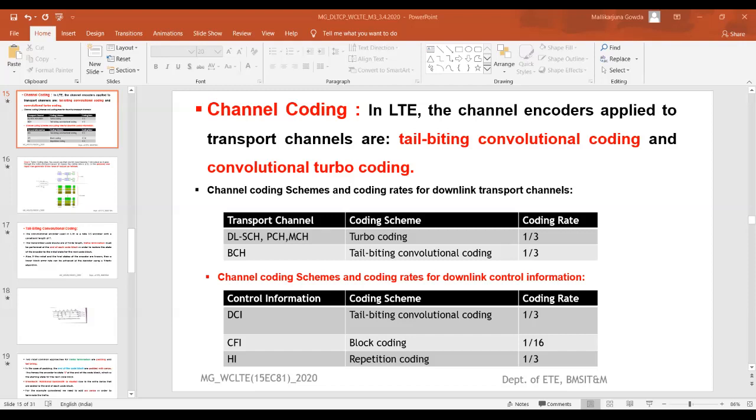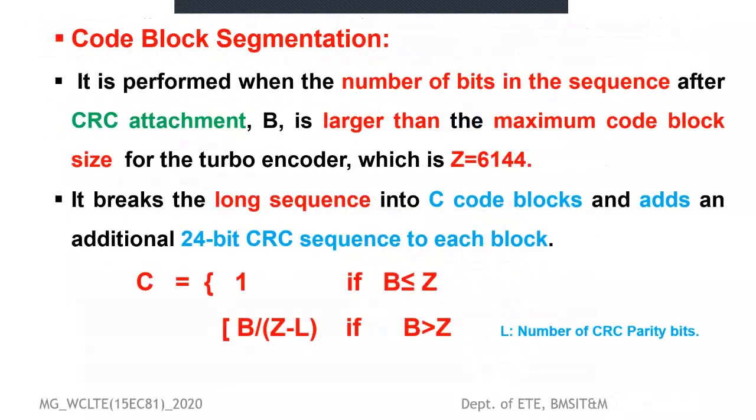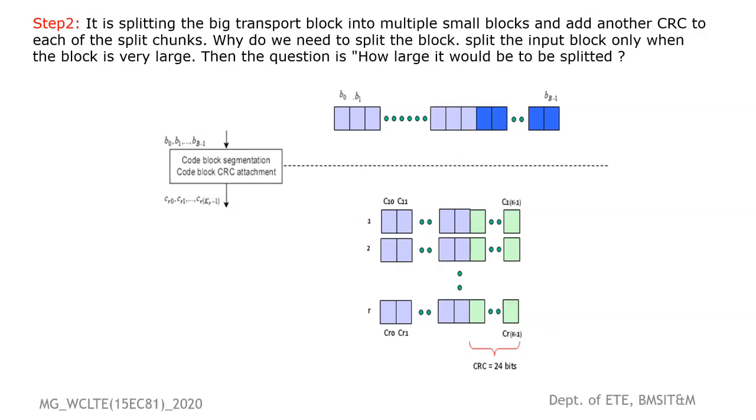The new size of the code block segment will be, I think, B divided by Z minus L, if B is greater than Z. And if B is less than or equal to Z, then it will be 1 only. 6144 is the maximum code block size for the turbo encoder. And as I said, the number of CRC bits used is 24 bits. Yeah, this is what is shown here.